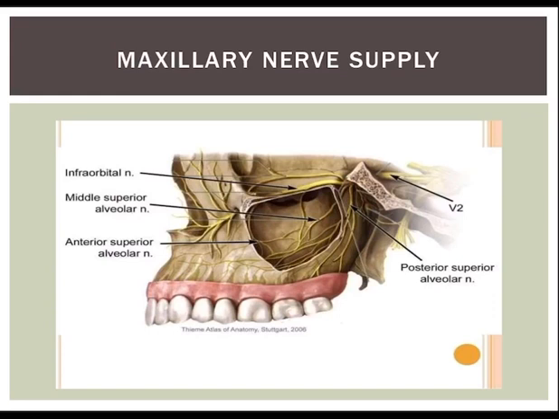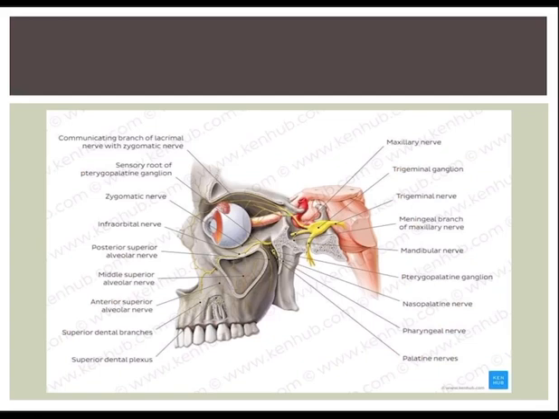The nerve supply: it is innervated by a branch of the second division of the trigeminal nerve, V2, the maxillary branch, which includes the middle superior alveolar nerve, the anterior superior alveolar nerve, and the posterior superior alveolar nerve, also the infraorbital nerve and the greater palatine nerve. Here we can also see the nerve supply of the maxillary sinus.